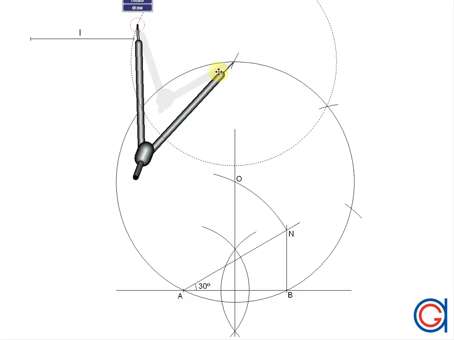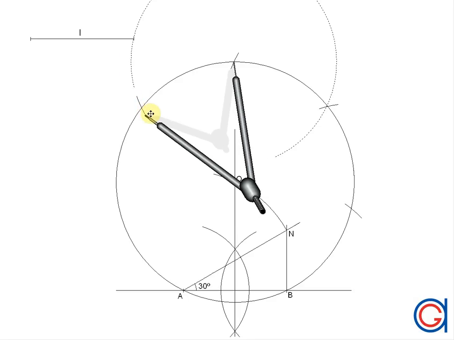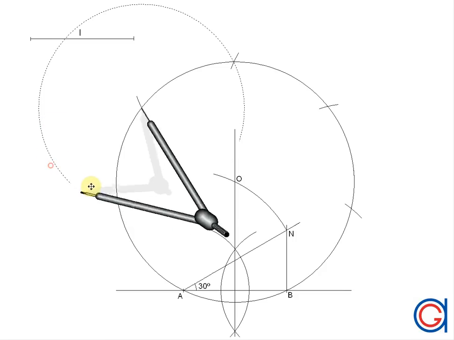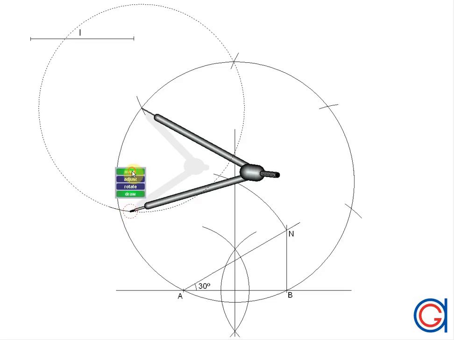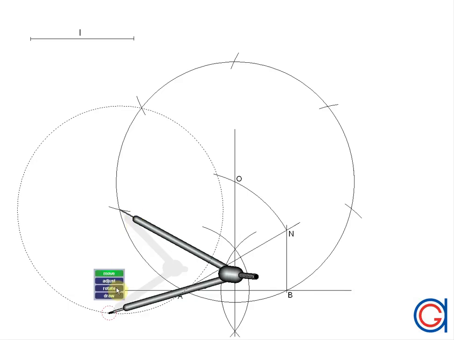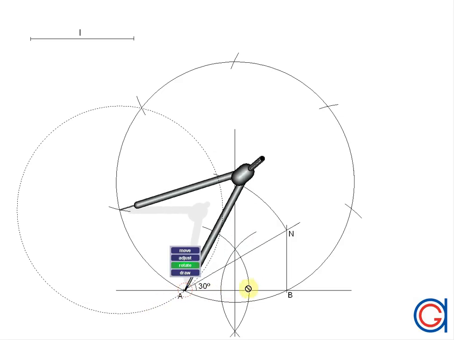Again, setting our compass on our previously drawn arc, we scribe our fourth arc. And now our fifth. And if we have been working with precision and accuracy, our final sixth arc should cut exactly with point A, as can be seen here. So it cuts exactly with point A. This tells us that we have been working with accuracy.